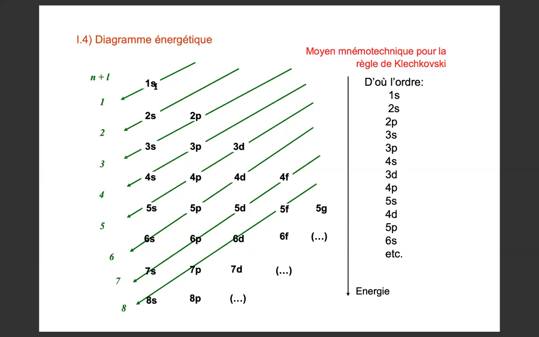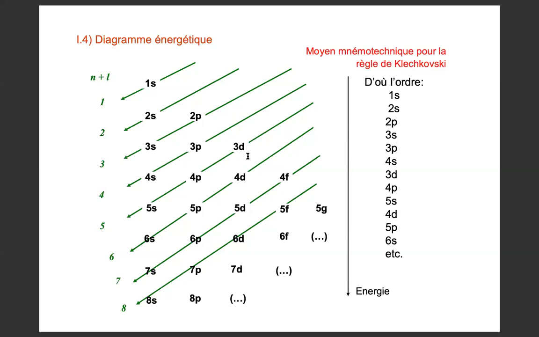So you have 1s, that is 1 second, then 2s, 2p. Then for the quantum number 3, n equals 3, you have 3 subshells, not sub-energy levels. There's the S, the P, and the D.